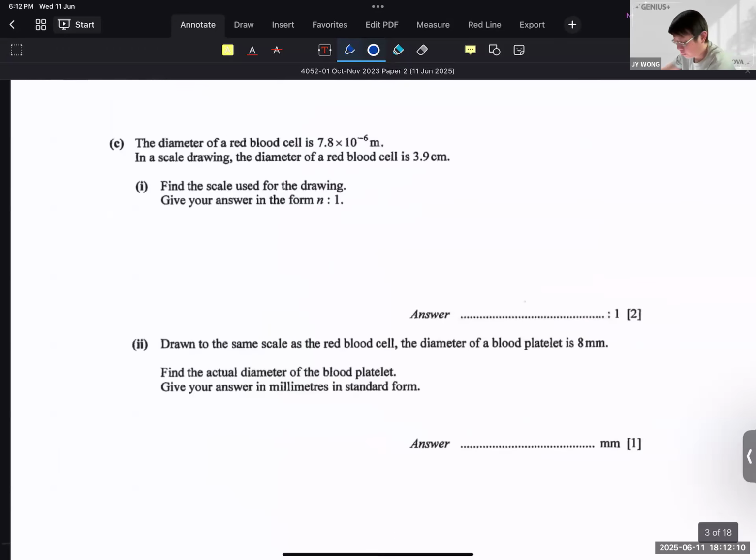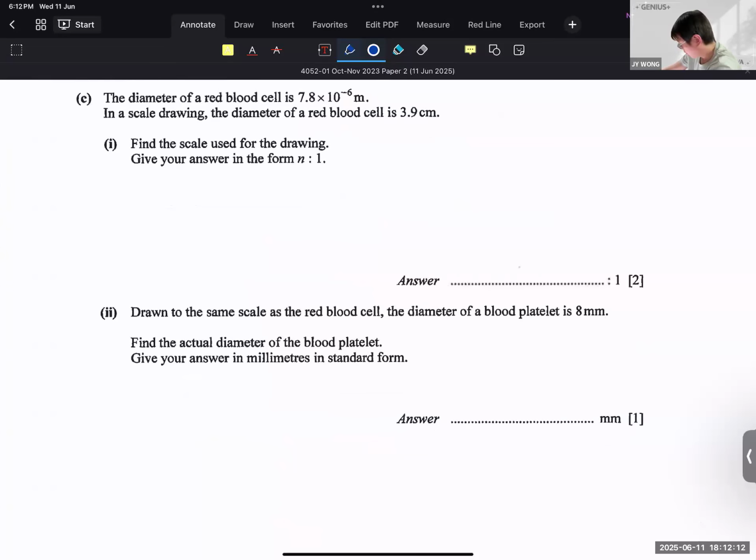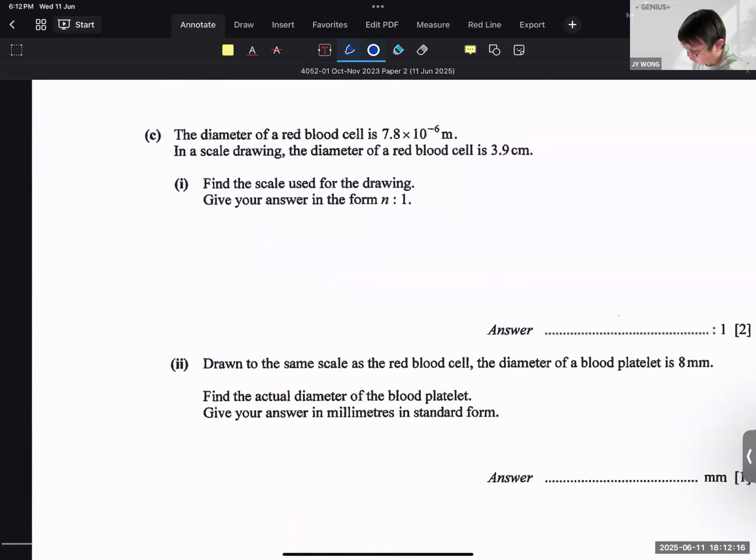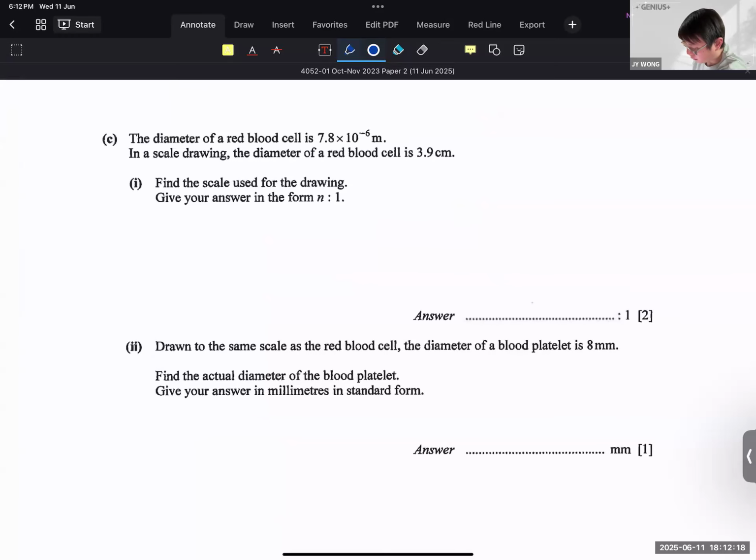So what did they test in the next part? Next part here, for 3 marks, technically this is a what type of question? This is technically a map scale question, but they combine map scale with standard form here. So that's number 1. Number 2, they test map scale in a way that you are usually not used to. What do I mean by that?